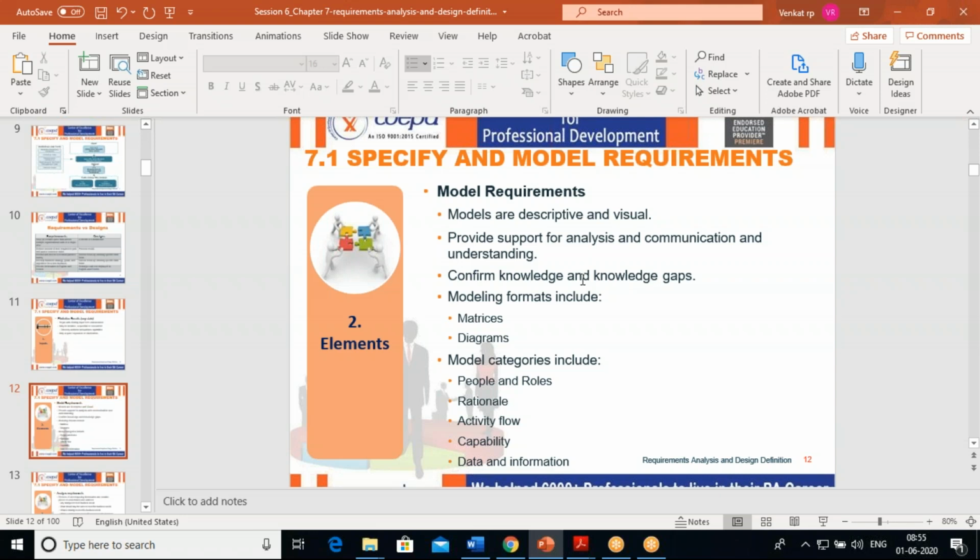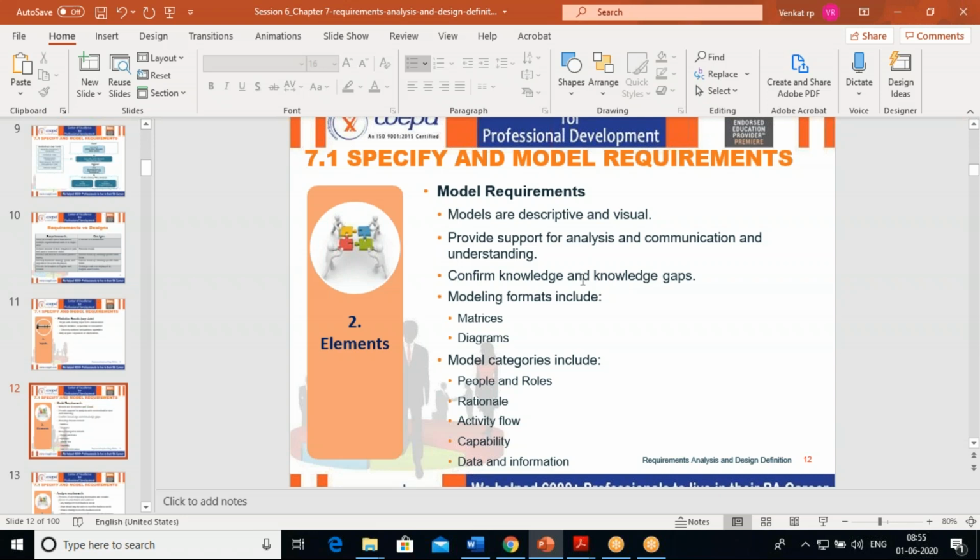Model means mostly diagrams. When you look into the diagram, you get a picture. It is more like a descriptor, and it is visual. You can easily understand what it is, and it provides support for your analysis, communication and understanding. That means it gives a clear-cut picture rather than a description.